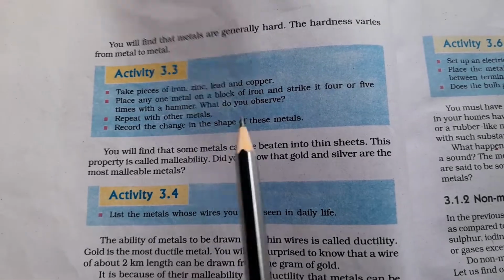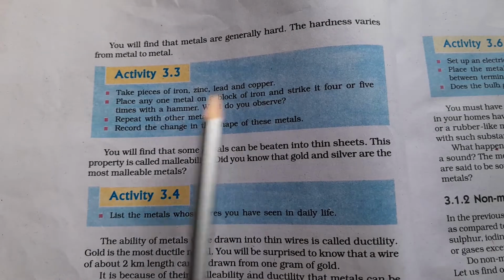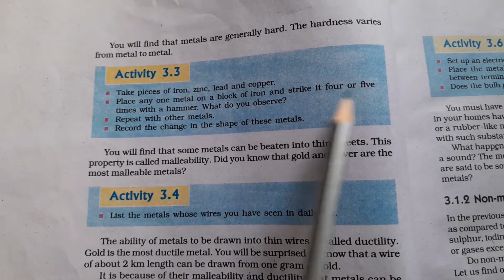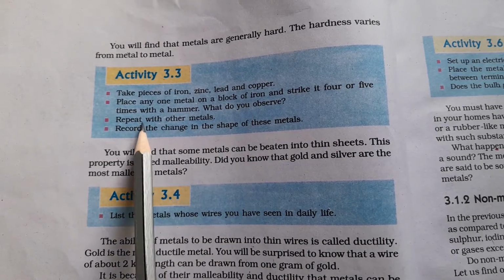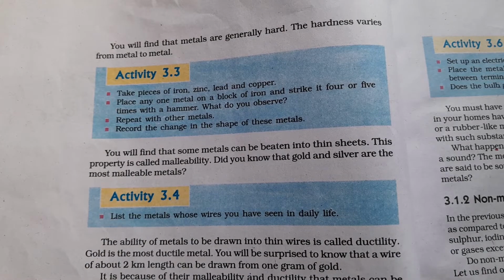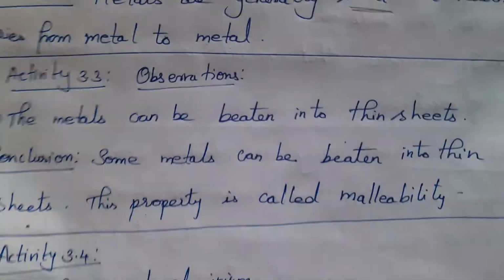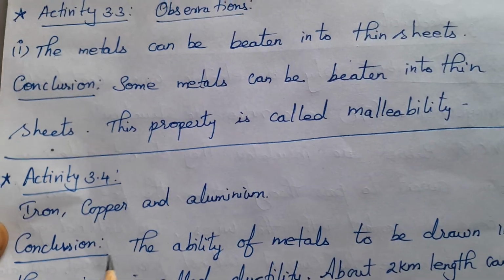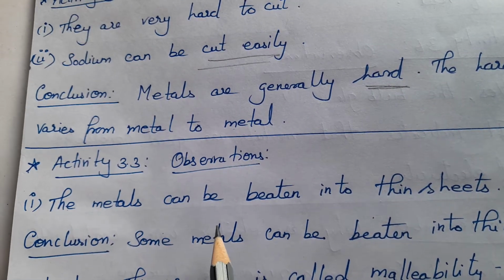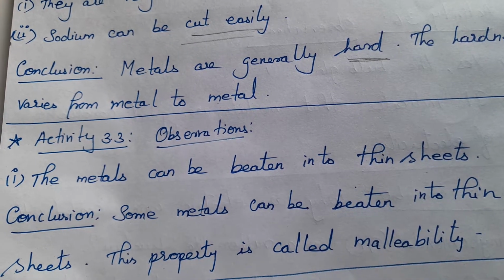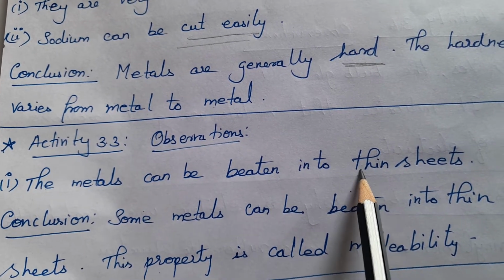So what is your activity 3.3? Take a piece of iron, zinc, lead and copper. Place any one metal on a block of iron and strike it 4 or 5 times with a hammer. What do you observe? Repeat with other metals. Record the changes in the shape of the metal. So if you take iron, zinc, lead and start beating, you can observe that the metals can be beaten into thin sheets. When you keep on beating these metals, the metal becomes a thin sheet.